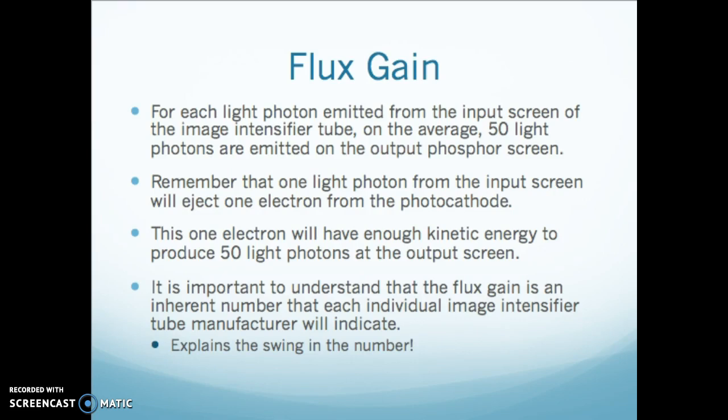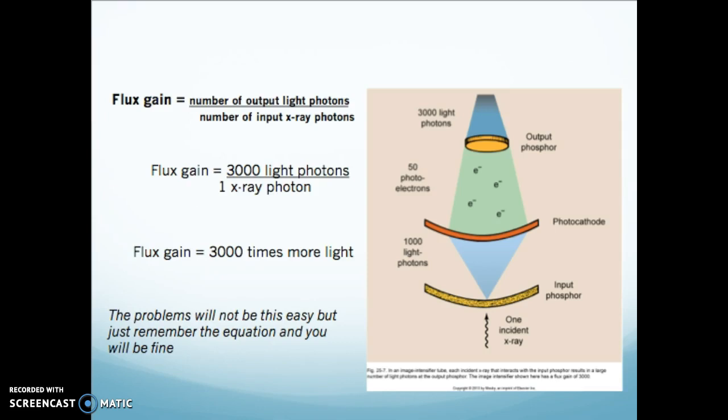Remember that one light photon from the input screen will eject one electron from the photocathode. Remember, it was 1 to 1. This one electron will have enough kinetic energy to produce 50 light photons at the output screen. It is important to understand that the flux gain is an inherent number that each individual image intensifier tube manufacturer will indicate. So there's your flux gain again, and here's a sample problem.